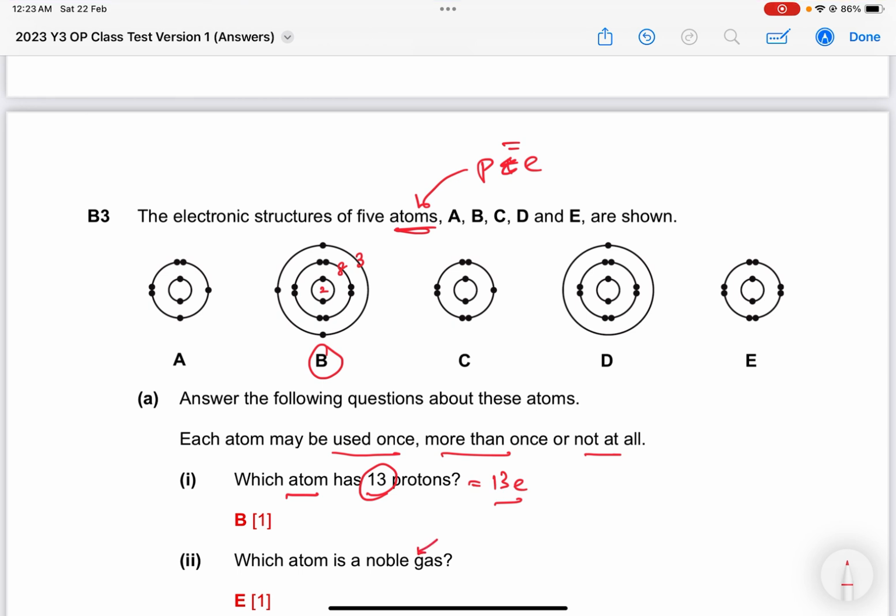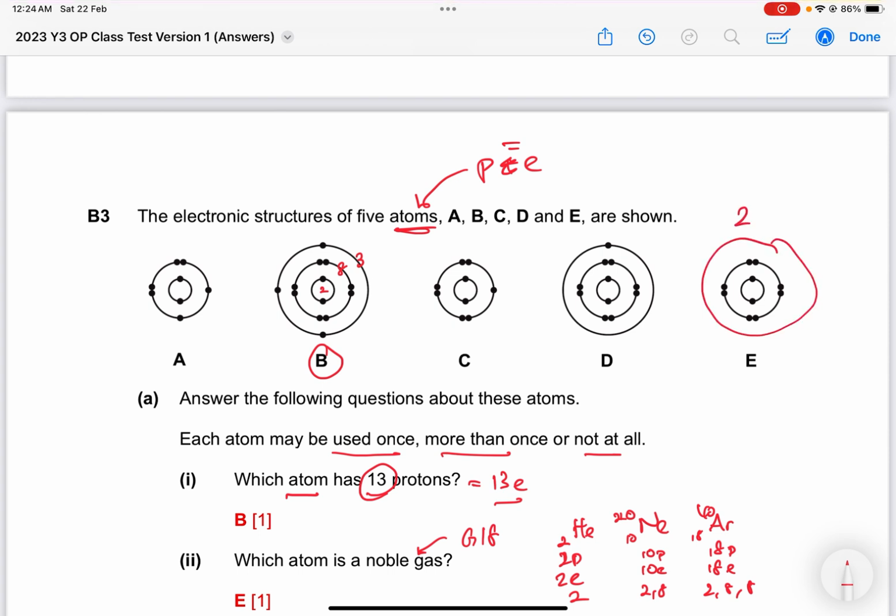Which atom is a noble gas? Noble gas belongs to group 18. So you actually have helium, 2. So 2 protons, 2 electrons. So configuration 2. The other one is neon, which is 10, 2, 8. So this is actually 10 protons, 10 electrons. Electron configuration 2, 8. The next one would be argon, 18, 2, 8, 8. So this is 18 protons, 18 electrons. The configuration is 2, 8, 8. So I look out for any one of them that has the 2 or 2, 8 or 2, 8, 8. So you realize E is 2, 8. So therefore that's neon. So therefore E is the noble gas.